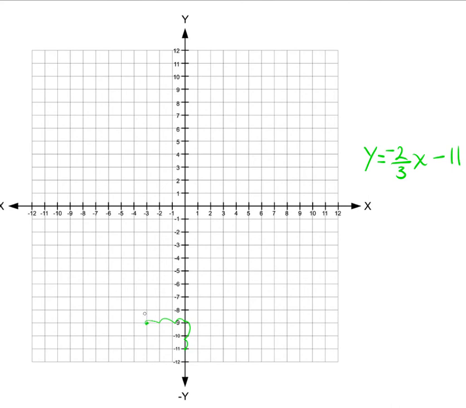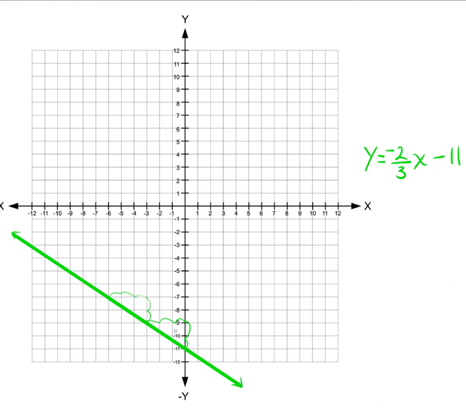So once again, I'm going to go up 2, 1, 2, and over 3, 1, 2, 3 in the opposite direction. Once again, I'm doing that because I couldn't do it down here, so I had to go backwards and do the opposite to get the points back here. So I'm just going to go ahead and mark my line there, and my line is going to also go right here, and that is my beautiful, wonderful line. y is equal to negative 2/3 x minus 11.